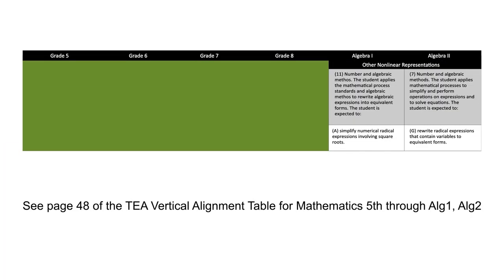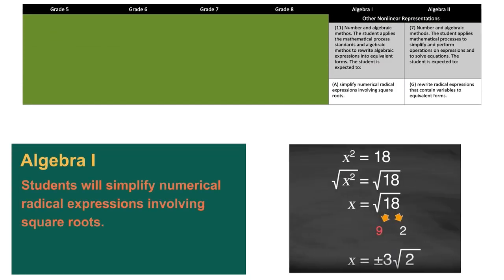Let's take a look at the vertical alignment for simplifying numerical radical expressions involving square roots in 11a to understand better what students will master in this unit and beyond. In Algebra 1, students will simplify numerical radical expressions involving square roots. This allows students to calculate exact, as well as approximate answers to quadratic equations. In Algebra 2, this is the basis for rewriting radical expressions containing variables into equivalent forms.